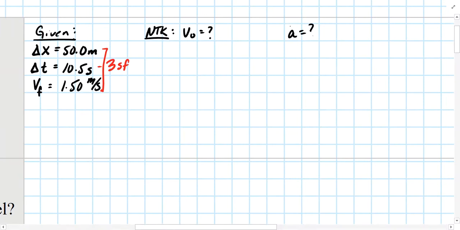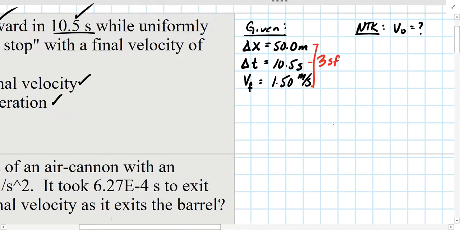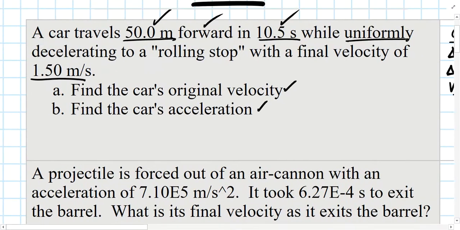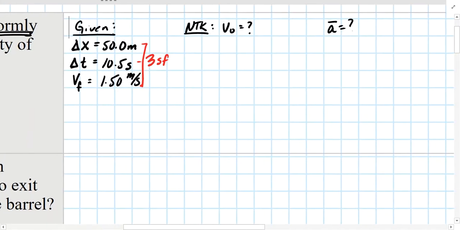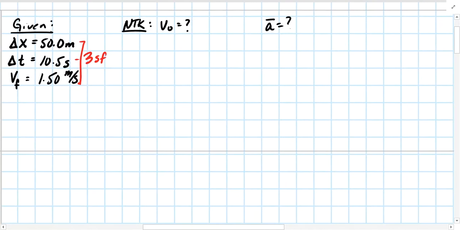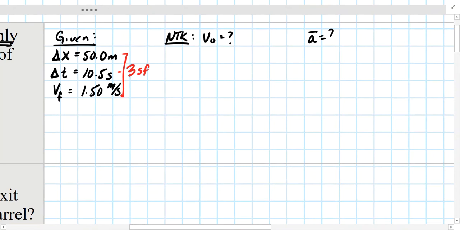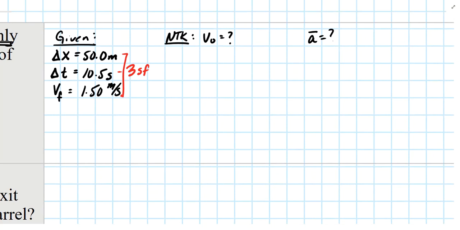Now in this situation, we'll go ahead and mark that as average acceleration. And that's because the instructions did clearly state that we're talking about uniform deceleration. So it's not changing its acceleration as it slows to a rolling stop. Now, what I would do from here is look at the formula sheet, and I would try to find a formula that utilizes these components over here.